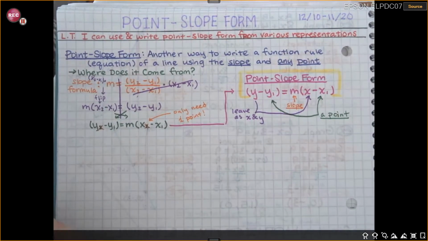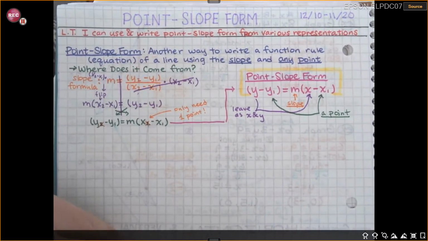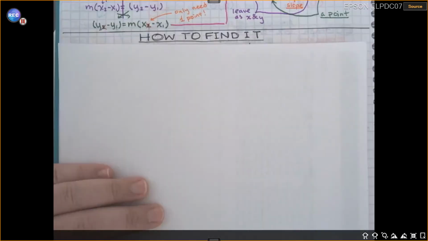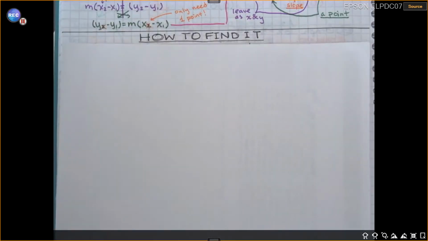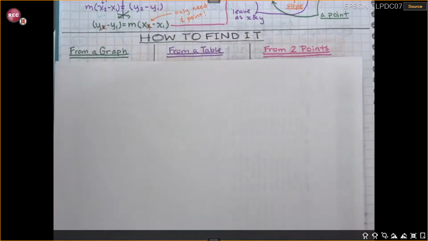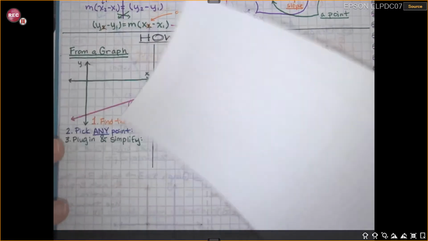I really like this form because we had to do a lot of solving to get that y equals mx plus b. Like finding b sometimes can be hard. Here, we can use any point. Okay? Pretty slick. So, now what we want to do is how do we find this from various representations? Now we want to talk about how to find it. So we find it in various different ways, like we've been doing. There's from a graph, from a table, and from 2 points. So what we're going to start with is from a graph.